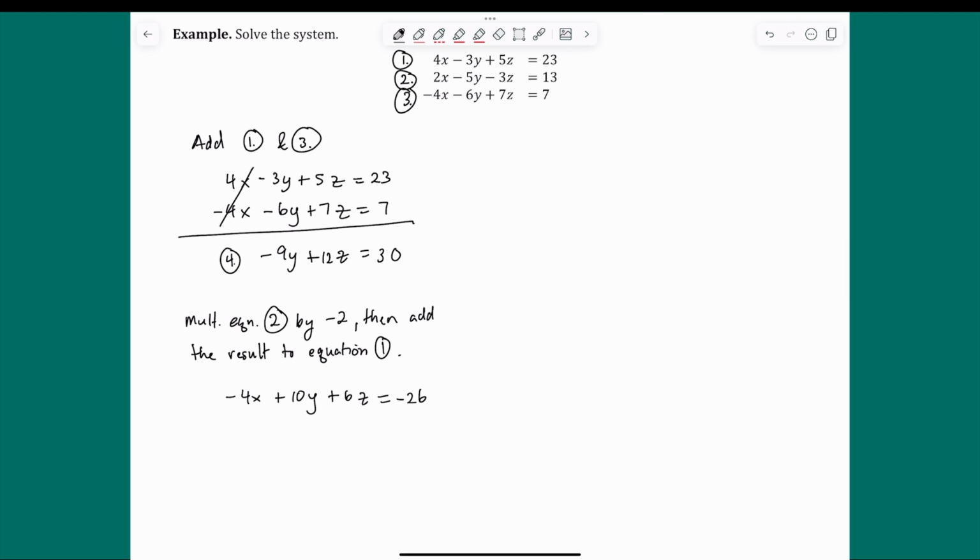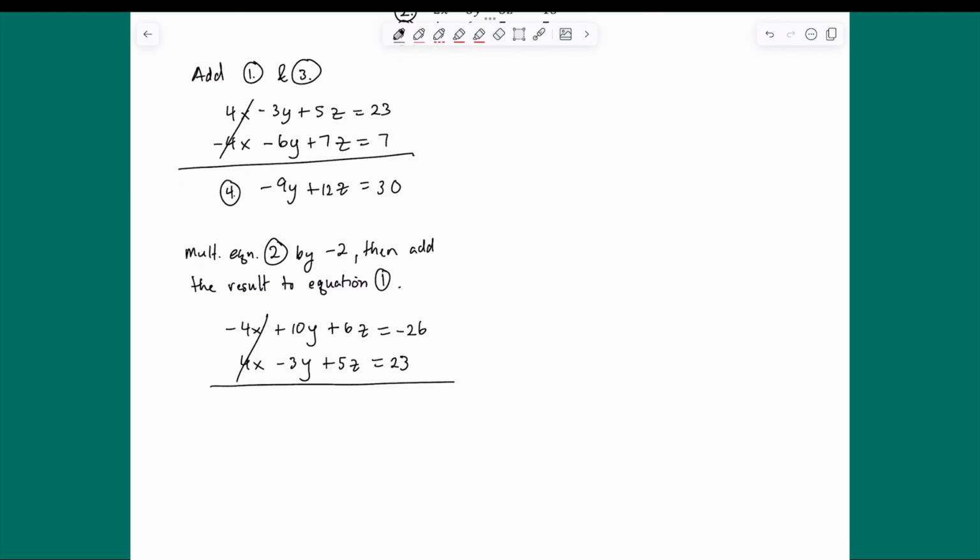Okay, so that's equation 2 multiplied by negative 2. And then I want to add this result to equation 1. So here's equation 1, 4x minus 3y plus 5z equal to 23. All right, so you can see my x's cancel. I'm going to get 10y plus negative 3y to get 7y. And then I'm going to get 11z. And then negative 26 plus 23 gives us a negative 3. So I'm going to call that equation 5.